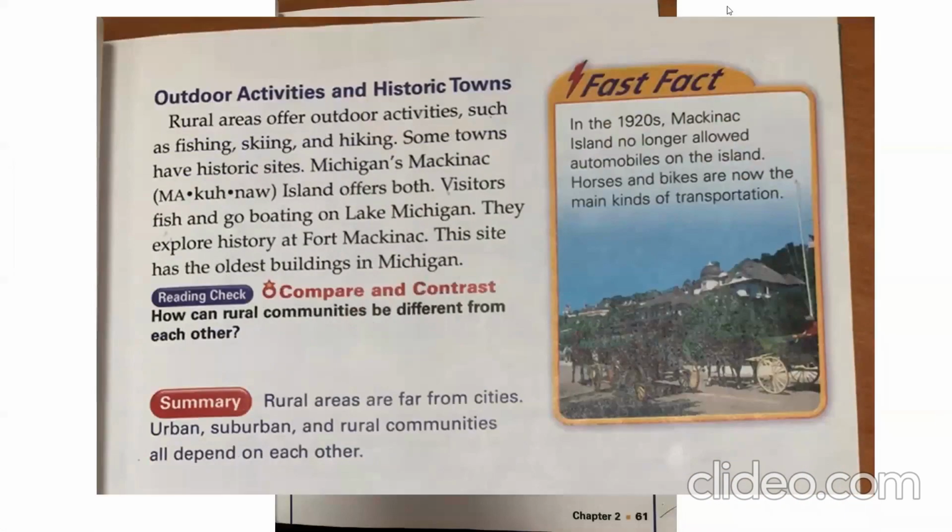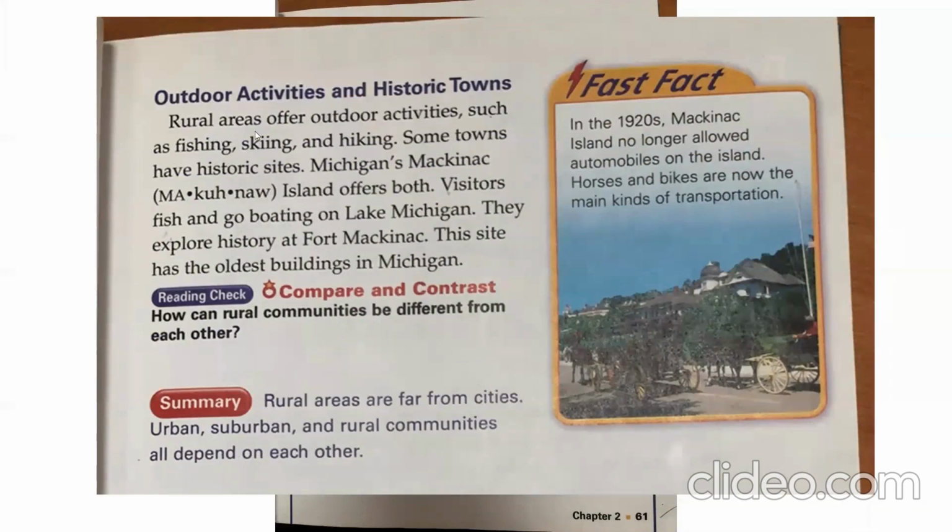Now let's look at what else rural communities can cater in order to generate money and sustain their economy. So here we're going to look at a very special rural community, my favorite one actually. So let's read. Outdoor activities in historic towns.